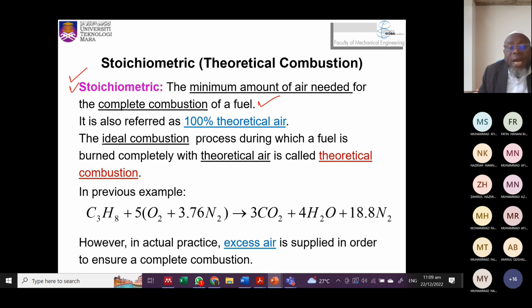It is also referred to as 100% theoretical air. So the ideal combustion process during which a fuel is burnt completely with theoretical air is called theoretical combustion. You understand? So the word stoichiometric.